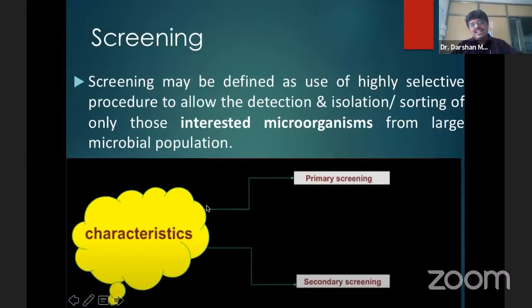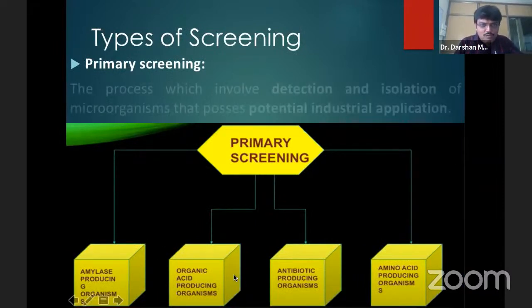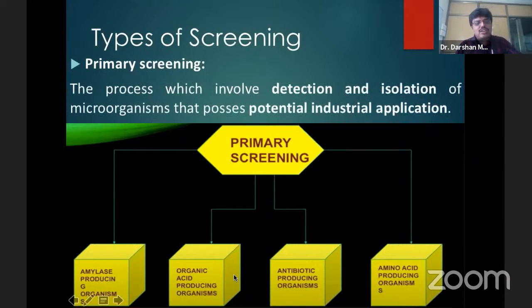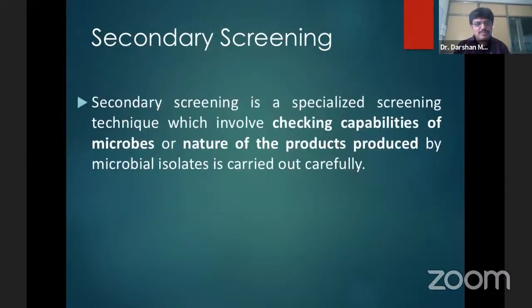Now, whatever screening is there is classified into two types, primary and secondary. I'm not going into detail, but there are a number of examples of primary screening. You try to carry out a selection of those organisms which possess potential industrial application. You only need organisms that have some industrial application, making organic acid, antibiotic, or enzyme. That is known as primary screening. You are aware of this example: calcium carbonate, zone of solubilization. I hope you have studied this one. That is isolation and screening of organic acid producing bacteria.